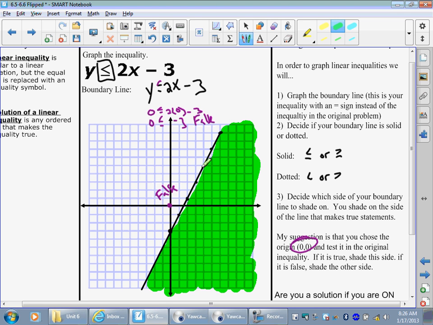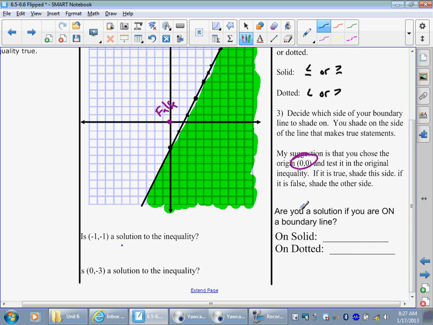Now, what about points on the boundary line? That's a key thing we need to focus on. What about points on this line? What if I'm right there, or right there, or right there? Do those make it true? And down here at the bottom, here's some notes. Are you a solution if you are on a boundary line? Well, if you're on a solid boundary line, you are a solution. You will actually make it true. If you're on a dotted boundary line, though, you are not a solution.